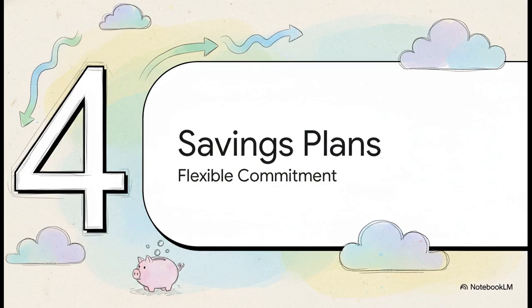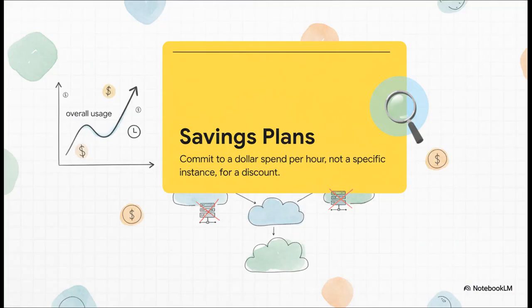All right, let's look at the last major tool in our kit. This is a more modern, more flexible way to commit. It's called savings plans. Think of this as a really smart evolution of reserved instances. Instead of committing to one specific type of machine in one specific place, you commit to a certain amount of spending per hour, like, say, $10 an hour. You're committing to your total usage, not a piece of hardware.